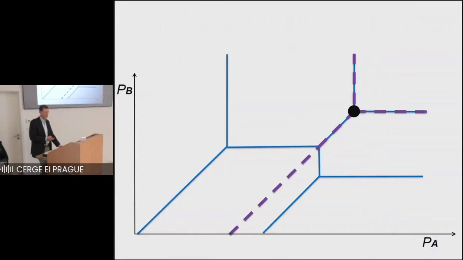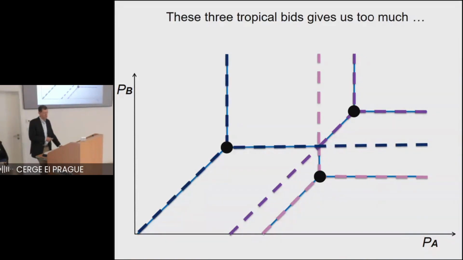Here is one bid that seems to cover some of my picture. Here's another bid. Here's a third bid. But these three bids give me a bit too much, because they give me this bit that I don't really want, this bit that I don't really want, and this bid that I don't really want. But note that the bits I don't want look again like a tropical bid.